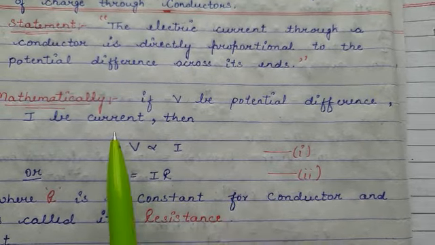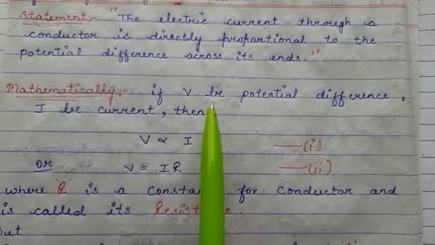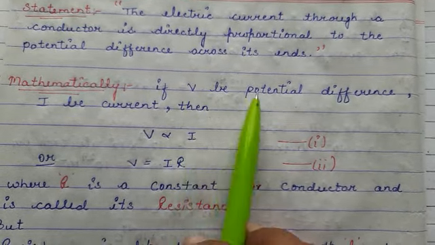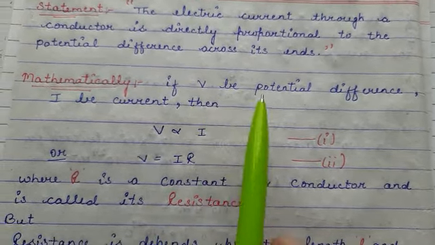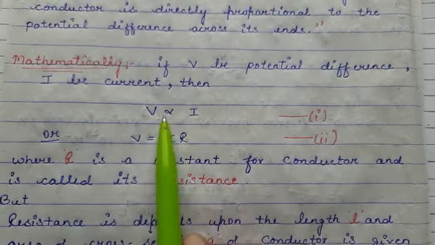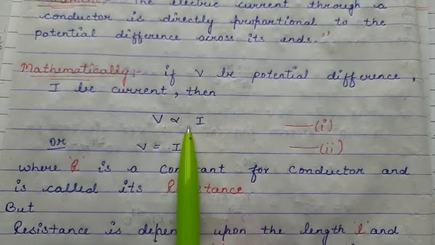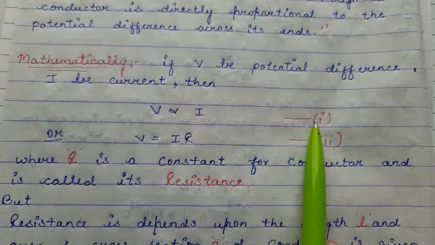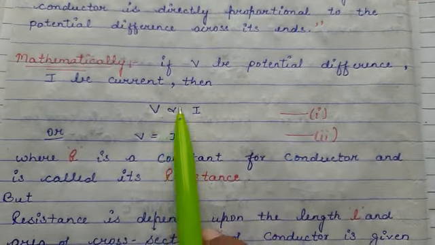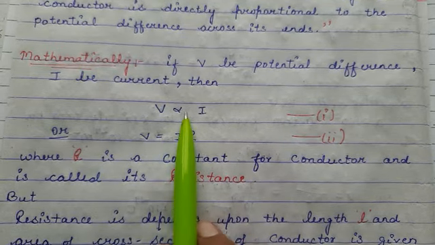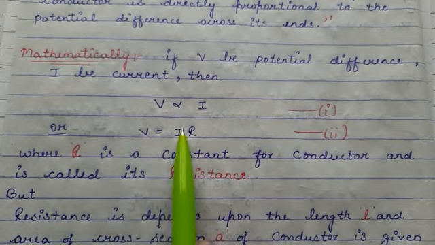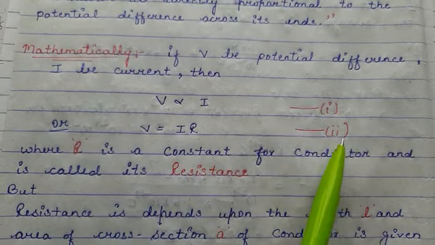For that, I consider a conductor having potential difference V, and I is the current passing through it. So V is directly proportional to I, according to the definition of Ohm's law. Write it as equation number 1. Now I'm going to remove the sign of proportionality. For that I'm introducing a constant. So I'm writing V is equal to I into R. Write it as equation number 2.